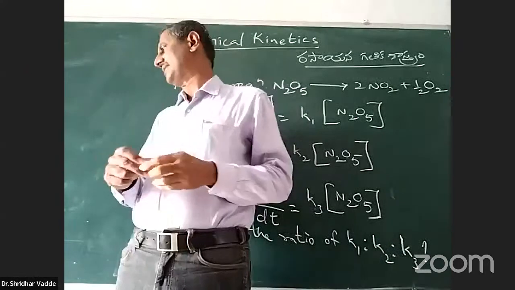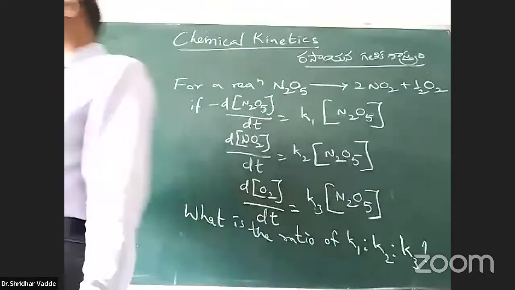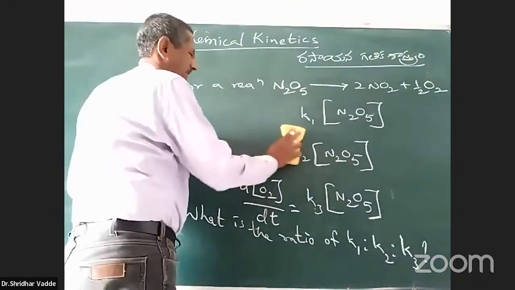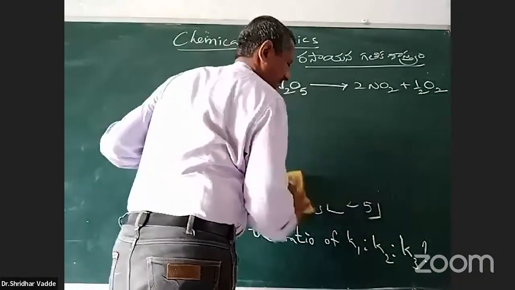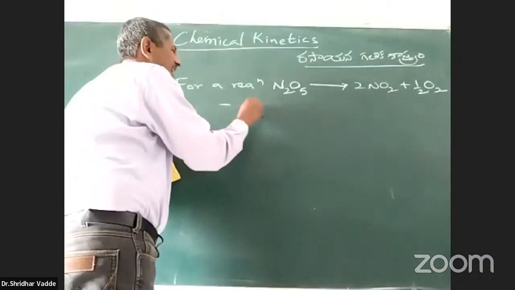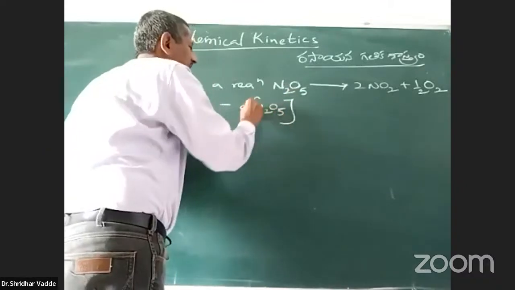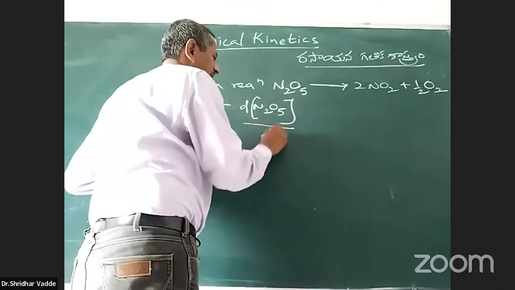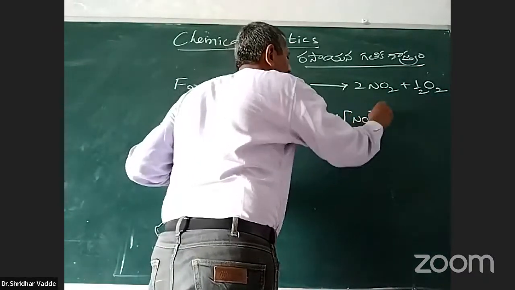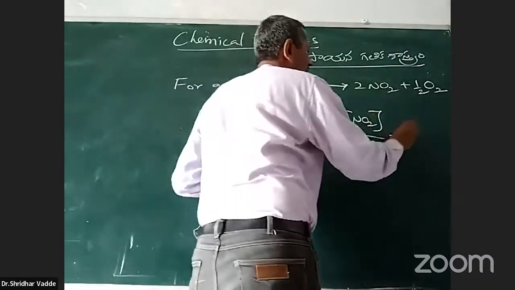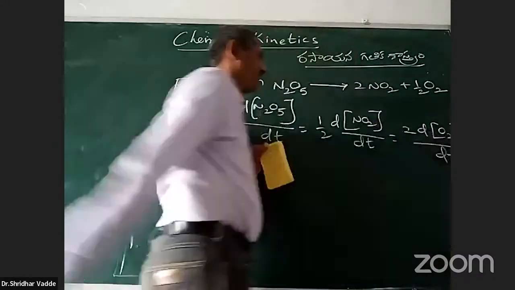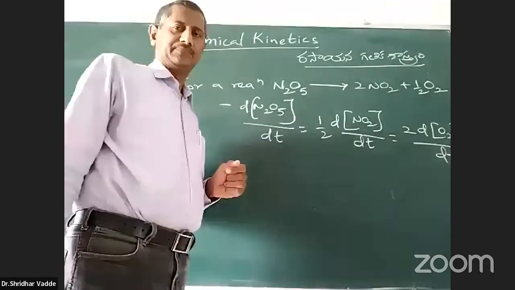Now we can see, my dear friends. Here, the rate of reaction is minus d[N2O5] by dt is equal to half d[NO2] by dt. This is equal to 2 d[O2] by dt. This is the rate of reaction.